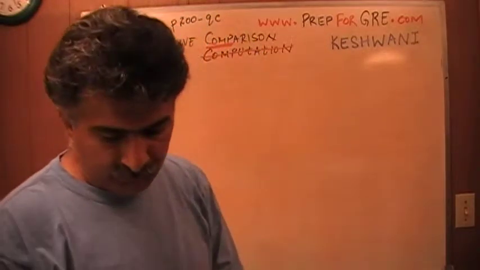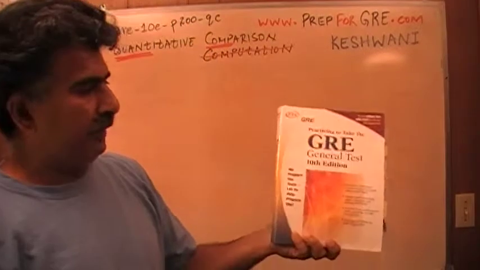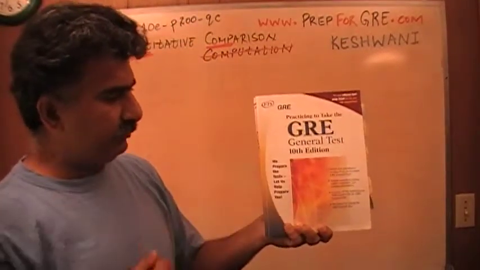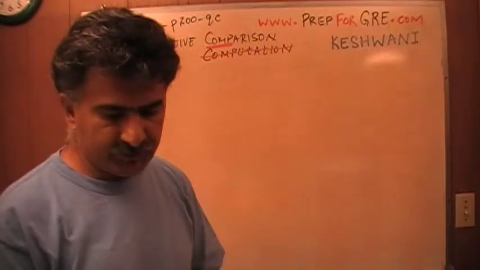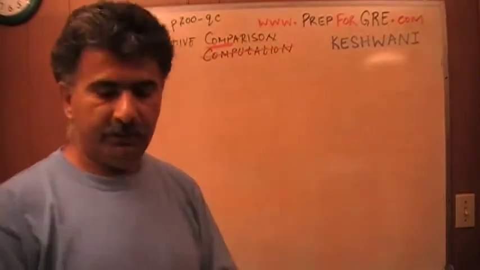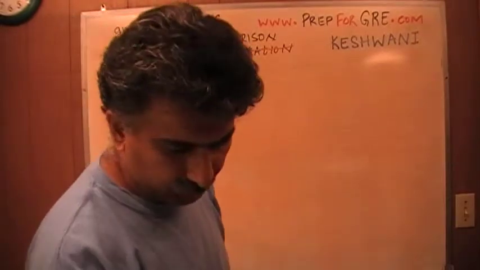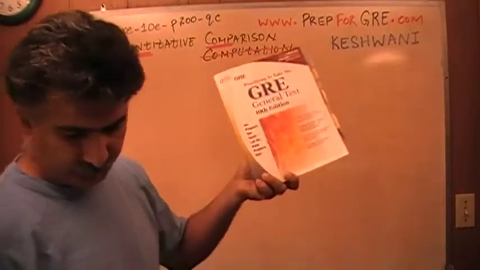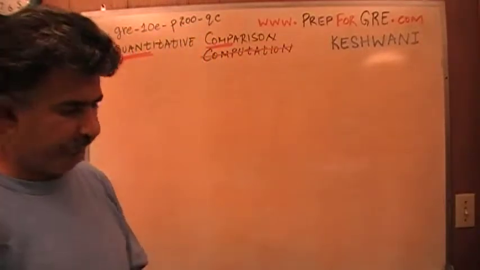I have been solving math problems for GRE out of this book here, practicing to take the GRE General Test, the 10th edition. If you do not own this book already, purchase it immediately. You should be able to find it anywhere at all, Amazon.com, or you can go to the ETS website itself, the official website, a whole bunch of places where you can find it on the web.